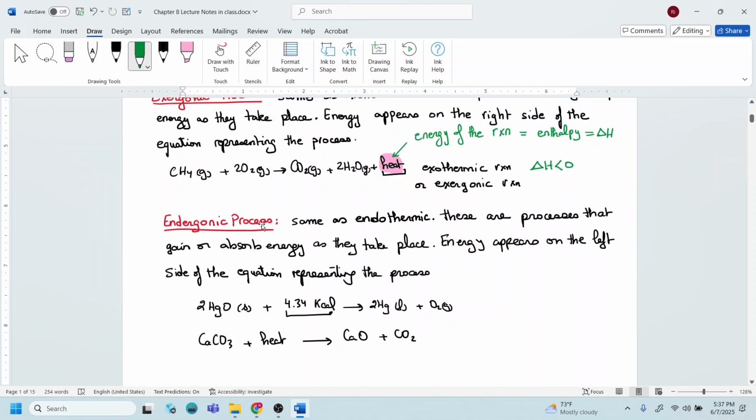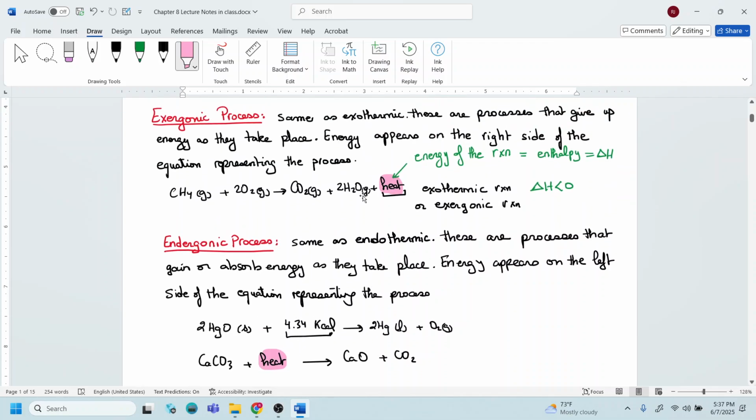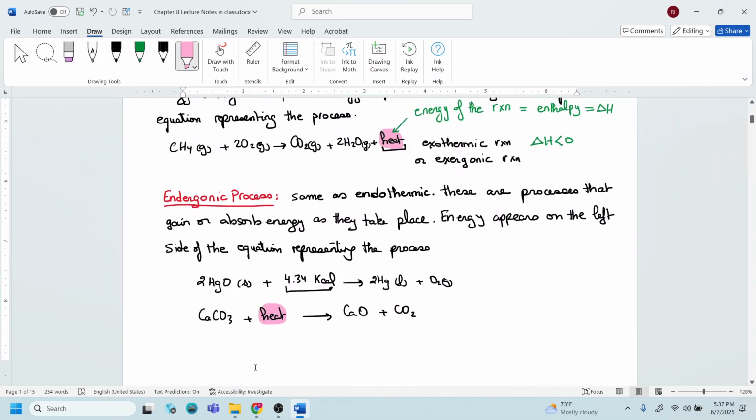Endergonic process, this is similar to endothermic reaction. So these are processes that gain or absorb heat as they take place. So the heat is going to show up in the reactants because the system absorbs heat. You're going to see that the temperature of the reaction is going to drop. Here, the temperature of the reaction is going to increase. Here, the temperature of the reaction is going to drop. So that causes the energy of the reaction, which is the enthalpy, delta H, to be positive.